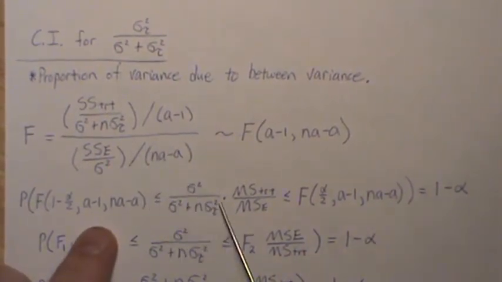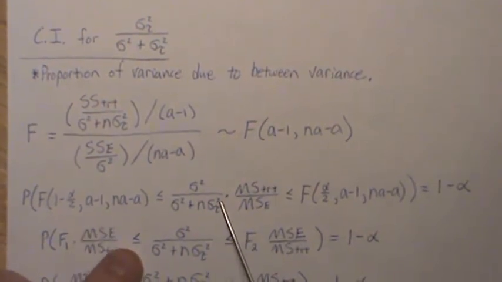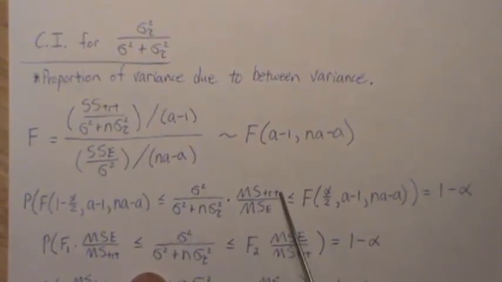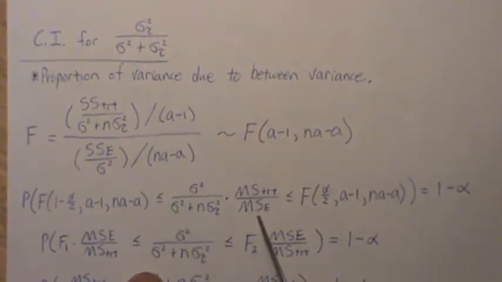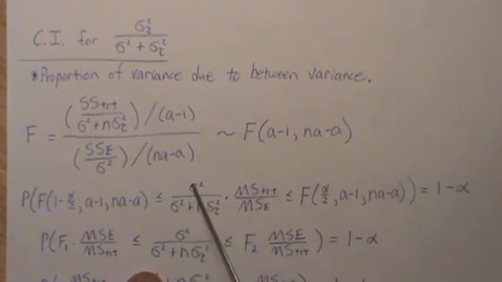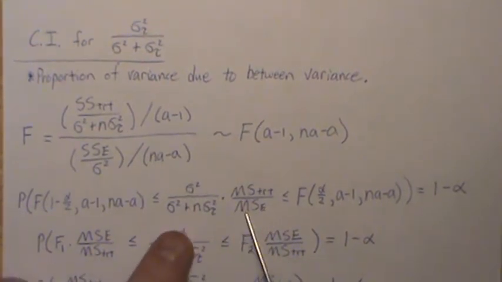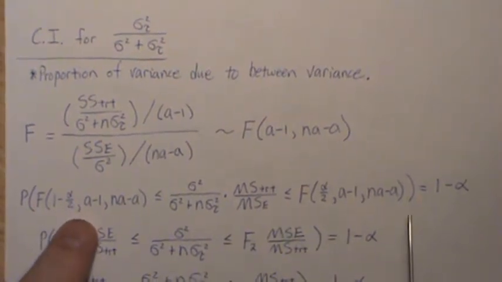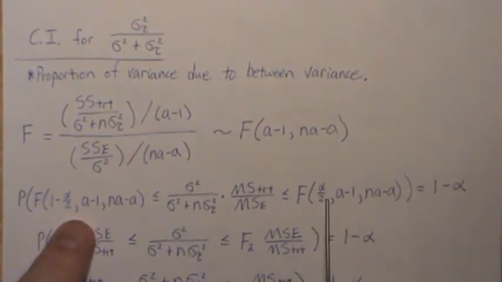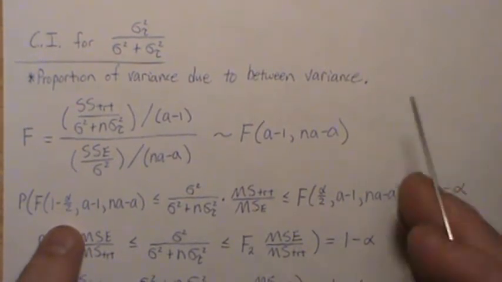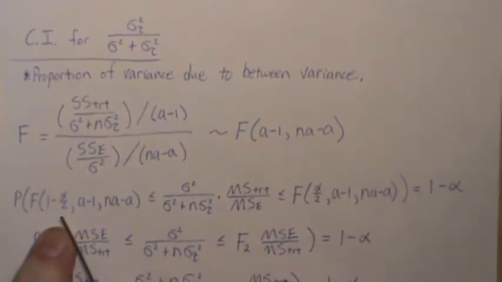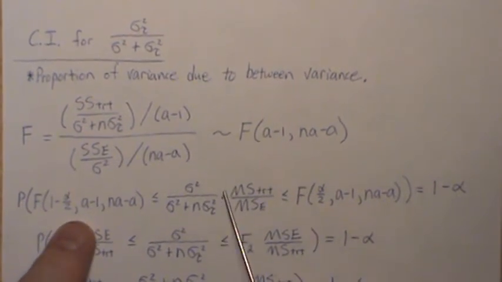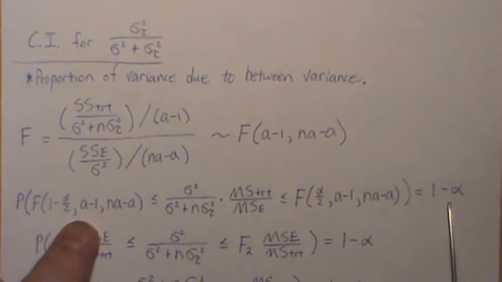So this right here is the mean square treatment, divided by the mean square error, and then we have this ratio right here. We picked the points in the F distribution that make the right tail probability alpha over 2, and then cumulative going left, it's 1 minus alpha over 2. And the probability that this random variable is between these 2 points is 1 minus alpha.